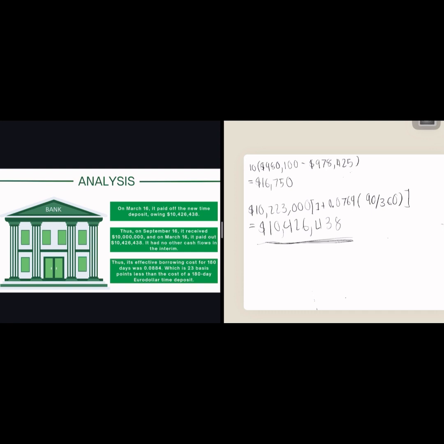Thus, on September 16, it received $10 million, and on March 16, it paid out $10,426,438. It had no other cash flows in the interim. Thus, its effective borrowing cost for 180 days was 0.0884. So how did we get 0.0884? So here is the solution to get the 0.0884.